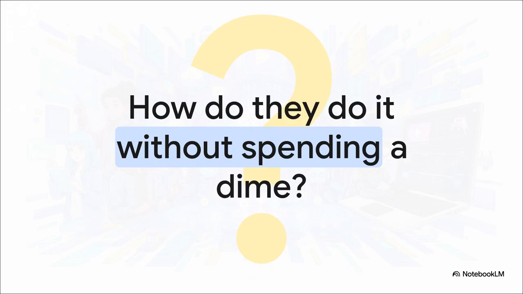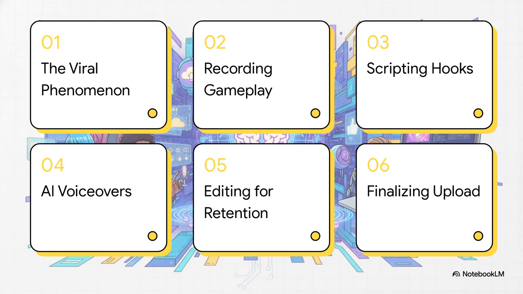The fascinating secret to this channel's massive numbers isn't getting incredibly lucky, and it certainly isn't a massive production budget. Instead, it's a completely free, highly repeatable, and coldly calculated AI assembly line. They have built a digital factory that pumps out viral content, and today we're going to walk through every single station of that factory. So, here is our roadmap.